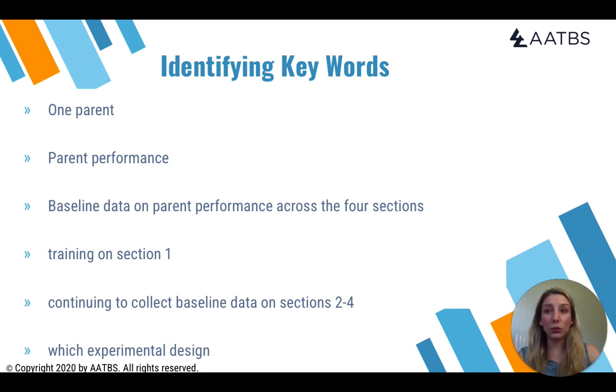Training on Section 1. This informs us that the BCBA is teaching only one section at a time and collecting data on accuracy of implementation. Continuing to collect baseline data across sections 2 to 4. This is going to tell us that data are still being collected on sections not yet trained and can orient the reader to the type of experimental design. And which experimental design? This lets the reader know that the answer choices will include examples of experimental designs, and the reader will need to determine which is being utilized in the example above.